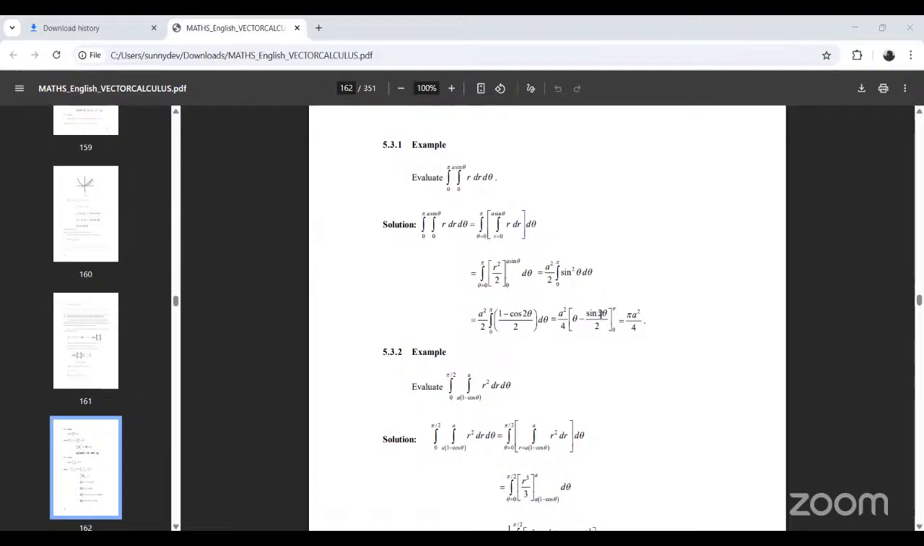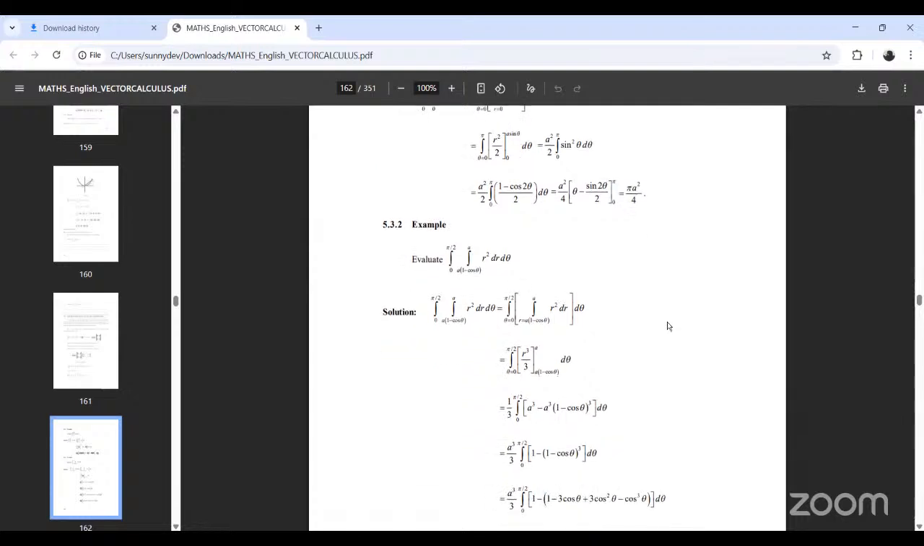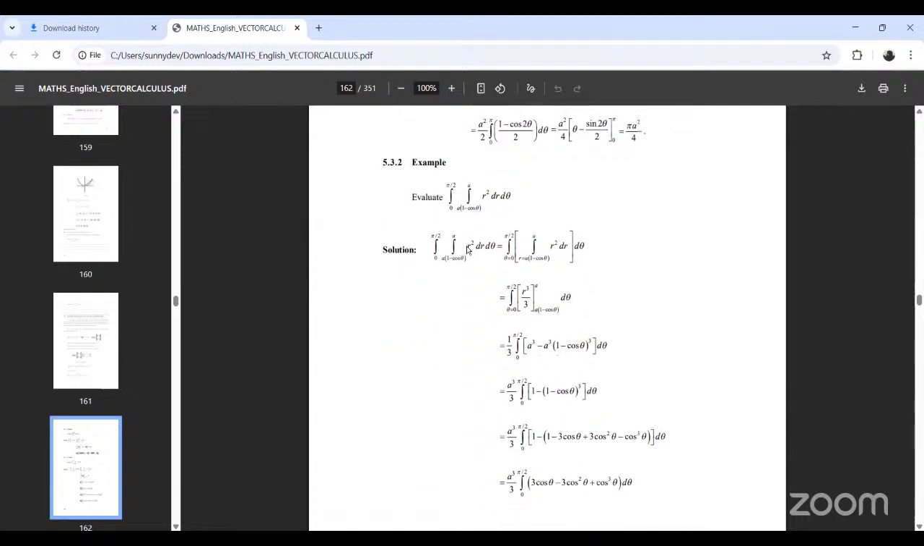Sin 2 pi, sin 180, sin 360, that is 0. So 0 by 2. So what are we getting? Pi a square by 4. Okay. Next is 5.3.2. Oh, one more example will be there.